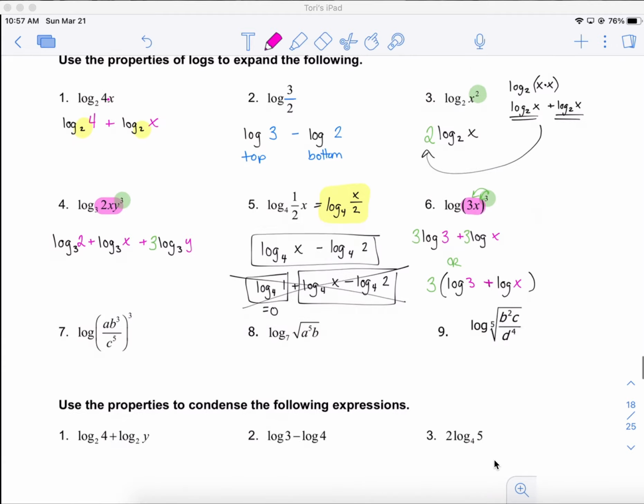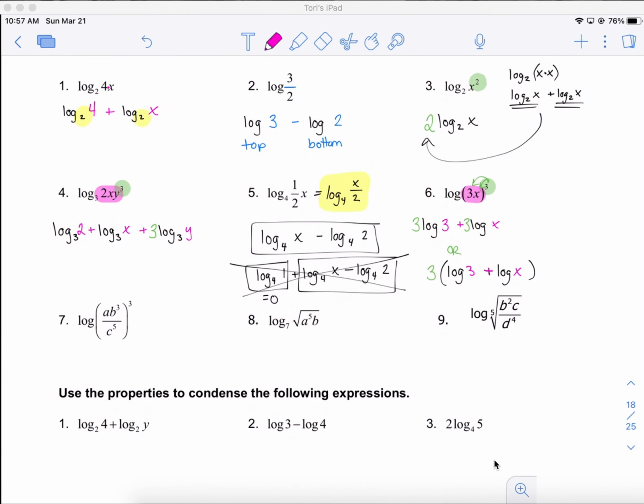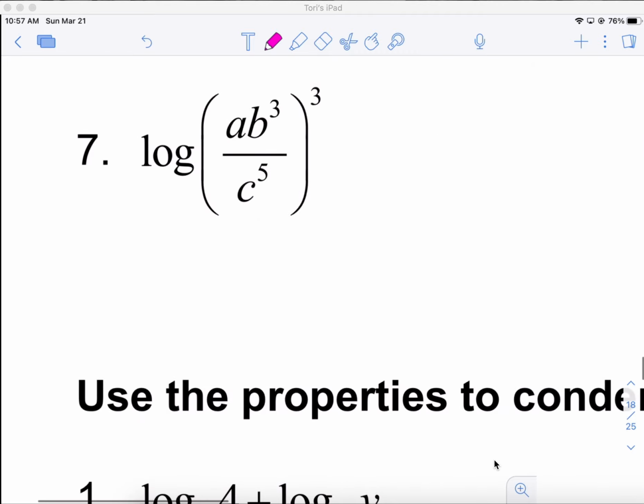If you need to pause, write down anything for 4, 5, and 6, go ahead and do so now. We're going to look at 7, 8, and 9. Okay, all right, let's start with 7. I'm going to go in order.